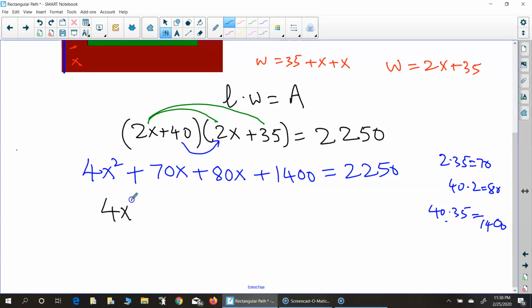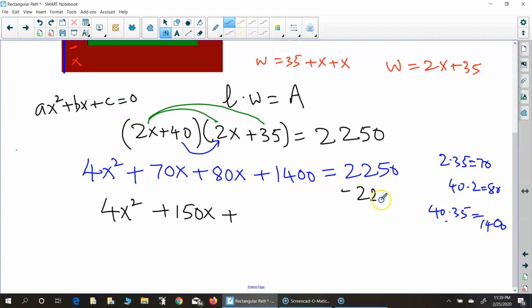4x square and 70x and 80x are the like terms. Add them up to give you 150x. Plus, here what I can do is, I want to get a 0 on the right hand side, right? A standard form of a quadratic equation is, you know that it is what? Ax square plus bx plus c, that is equal to 0. So we'll just do up that step here.